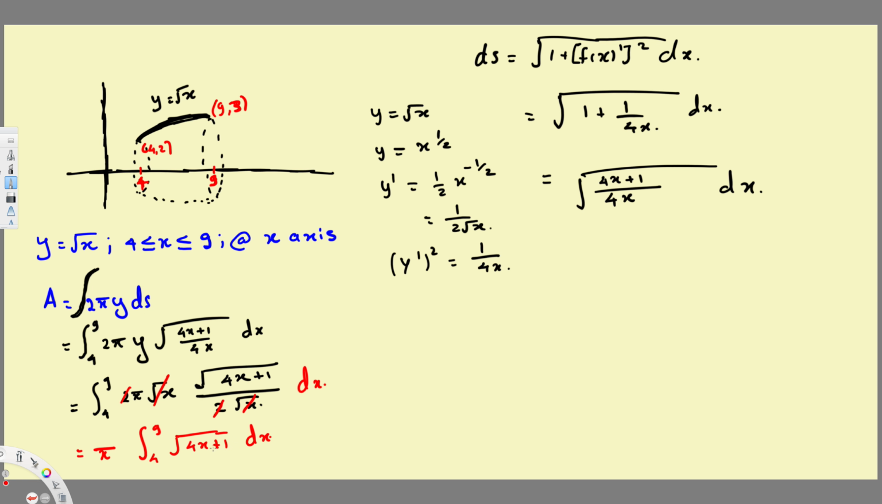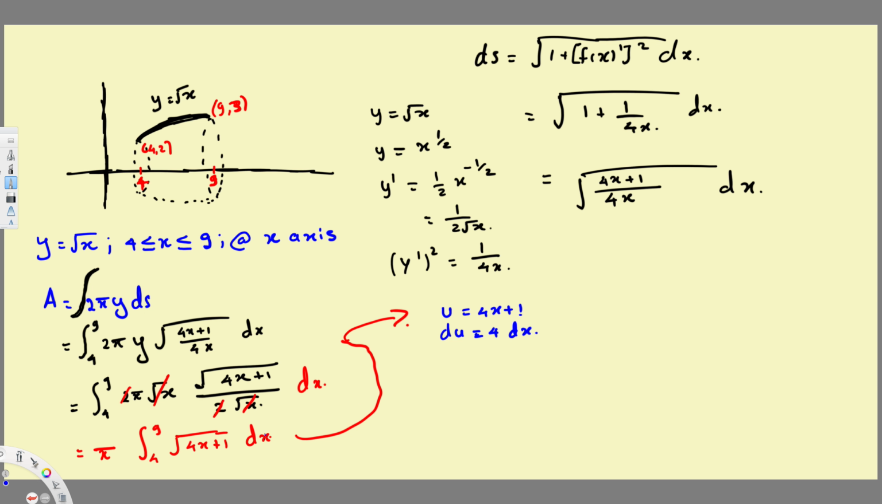Now how can we integrate this one? If you notice that dx is the derivative of x, we can go ahead and do the u substitution. So let's do the u substitution. If I take u as 4x plus 1, so u is equal to 4x plus 1, then du is going to be just 4 dx.